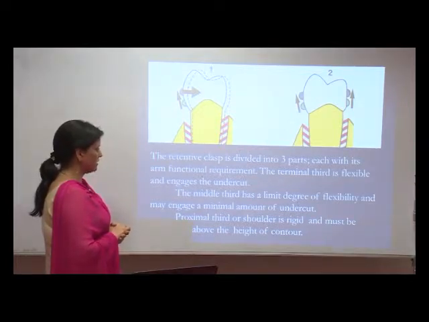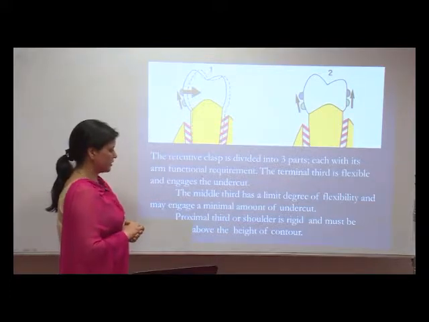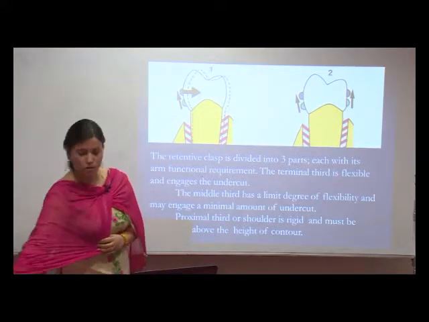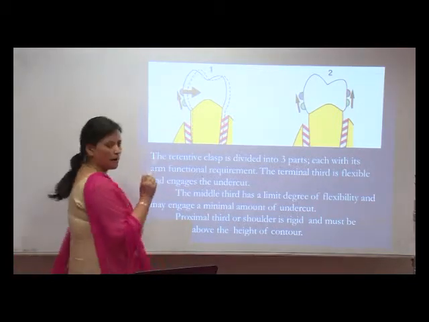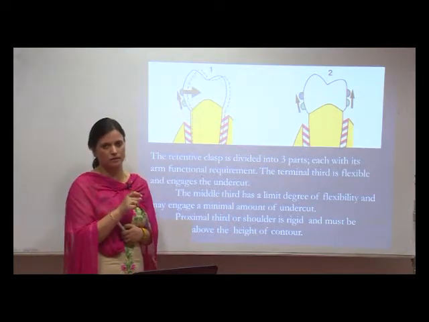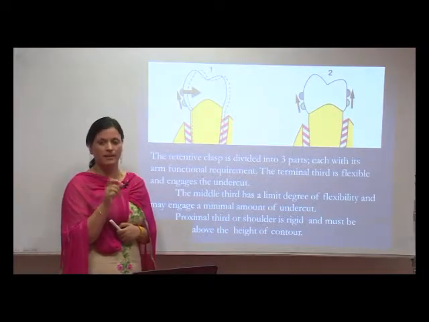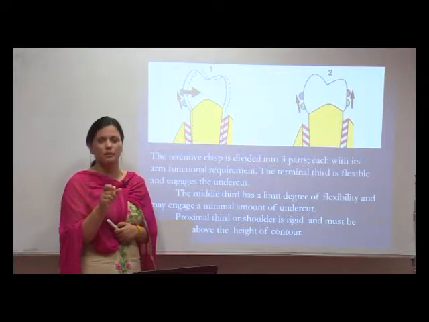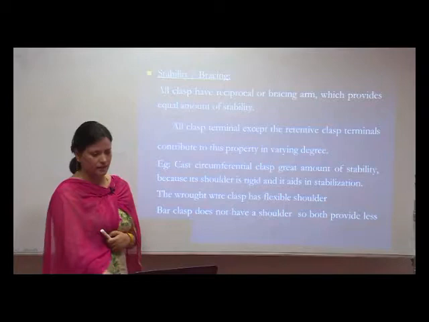The terminal third is flexible and engages the undercut. The middle third has a limited degree of flexibility and may engage a minimal amount of undercut. The proximal third or shoulder is rigid and must be above the height of contour. So here we can see that the retentive arm is divided into three parts: terminal third, middle third and proximal third. Proximal third is rigid, middle third is slightly flexible and terminal third is flexible because it will flex around the undercut and will engage the undercut.